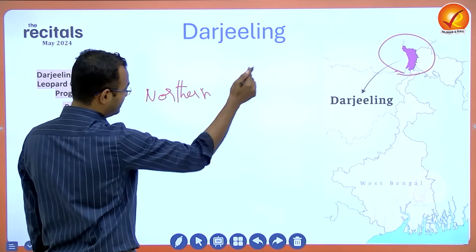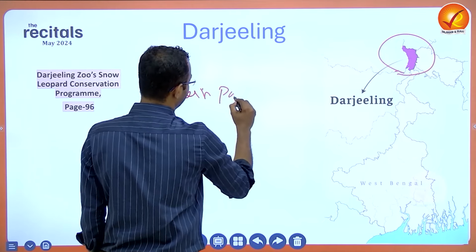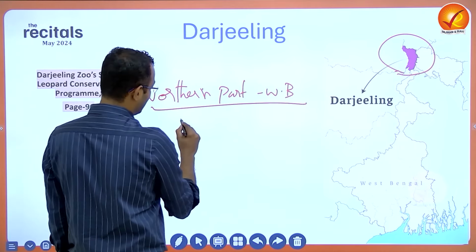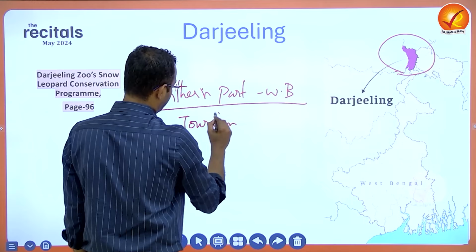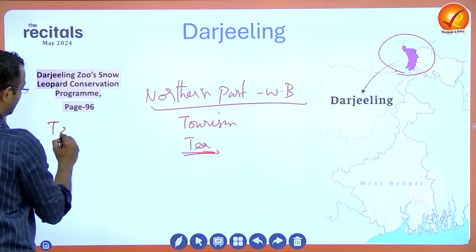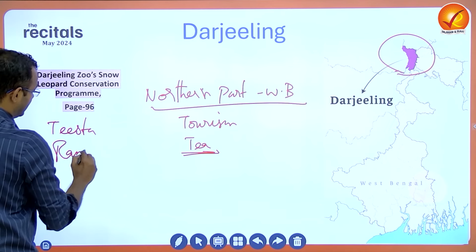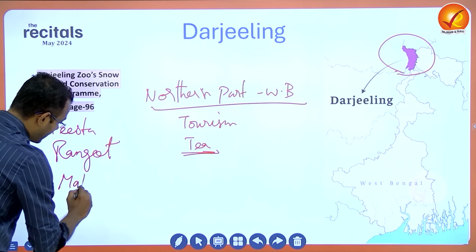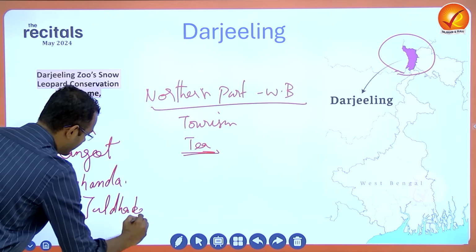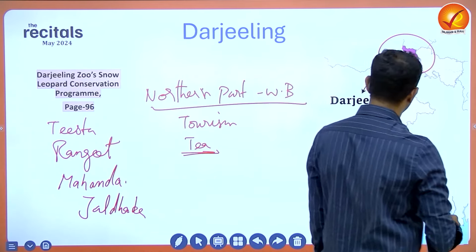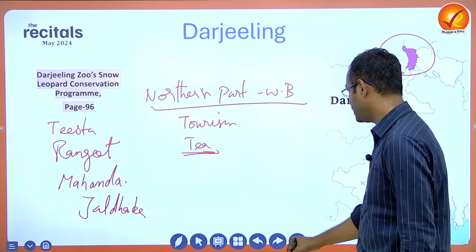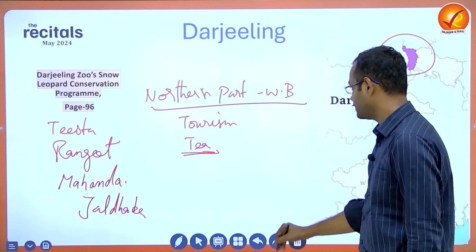Darjeeling. Everyone is aware of the place Darjeeling. It's located in the northernmost part of West Bengal. With respect to geography, the region is also known highly for tourism and tea cultivation. Apart from this, the important rivers that flow through the region include Tista, Rangit, Mahananda and Jaldhaka. These are the important rivers that flow through the region. Darjeeling shares a border with Nepal as well.